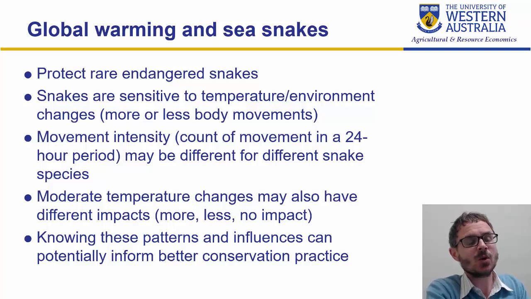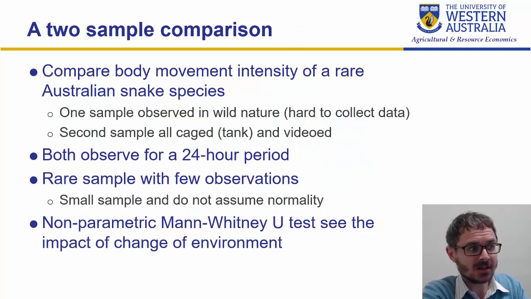You can also imagine that it could be quite difficult to get ethics approval or to collect rare and endangered snakes. By their very nature, we're going to have a small sample of these. So with small samples, we're a bit worried about what kind of underlying population distribution they have. Maybe this is the case for thinking about non-parametric tests. And realistically, these are the kinds of decisions people who want to undertake research in this area are going to be faced with. So we've got some hard to collect data.